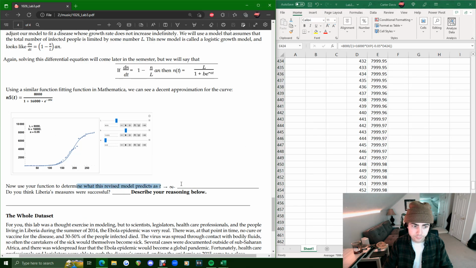So use the function to determine what this model predicts as t goes to infinity. It's predicting that it's going to infect just up to 8,000 people, and that's it. They're going to hope to, I guess, stop it around 8,000 people. So do you think their measures were successful? I don't know. It looks like it's leveling off based on this predicted data and this predicted curve here. So hopefully, you would hope they are successful eventually.